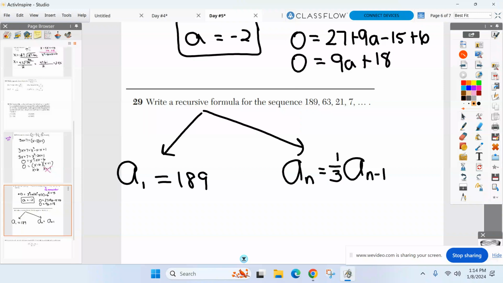And that's it. You just got to remember what a recursive formula was and that there's 2 parts to it. That's 2 points right there. Done. Free 2 points.